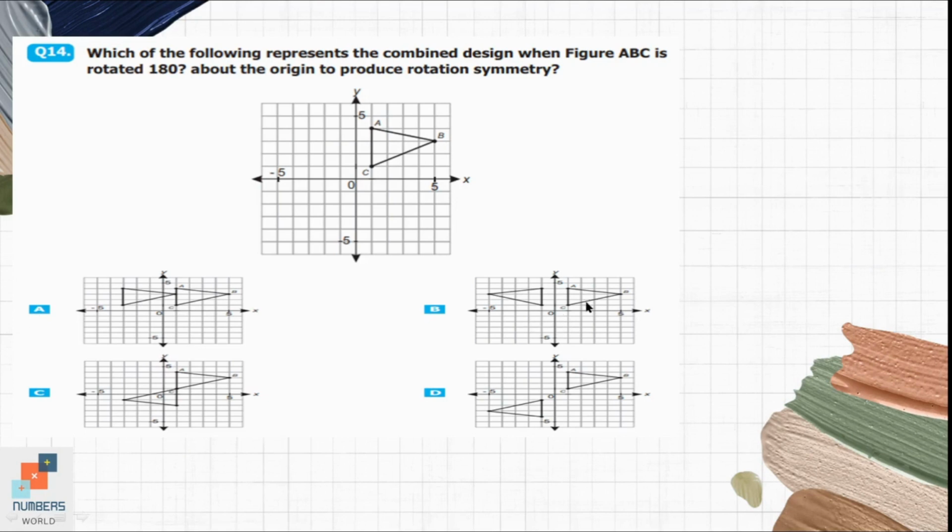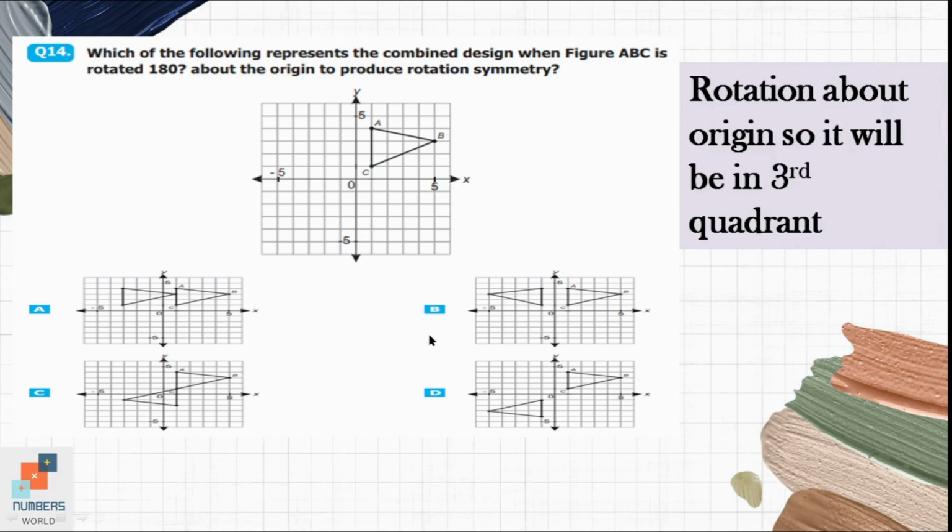In option B, the figure is rotated about the y-axis, and in option C, the figure is rotated about point C. So that's why option B and C are also incorrect. And if we rotate the figure 180 degrees about the origin, the new figure will be in the third quadrant, which is in our option D. So this is the correct one.